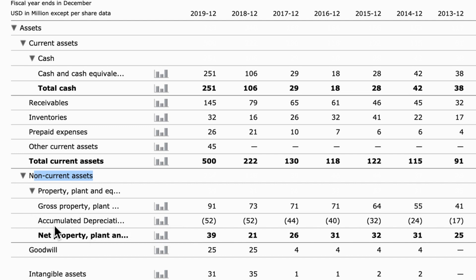So these numbers in brackets are actually negative numbers. And so we're going to subtract 91 by 52, and that's where you get 39. So this is your net property plant. So that's what it's worth in the end.